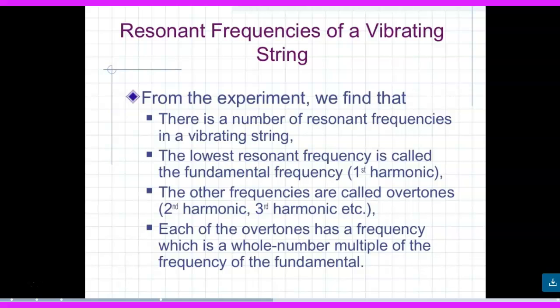Resonant frequency of a vibrating string. Resonance means that if the natural frequency of a body is the same as the given frequency, then the vibration of the body increases; that is called resonant frequency. From the experiment we find that there are a number of resonant frequencies in a vibrating string. The lowest resonant frequency is called the fundamental frequency. The other frequencies are called overtones. Each overtone has a frequency which is a whole number multiple of the fundamental frequency.